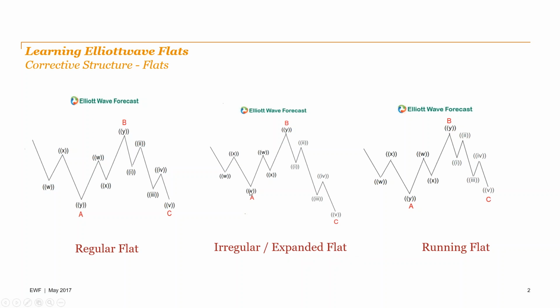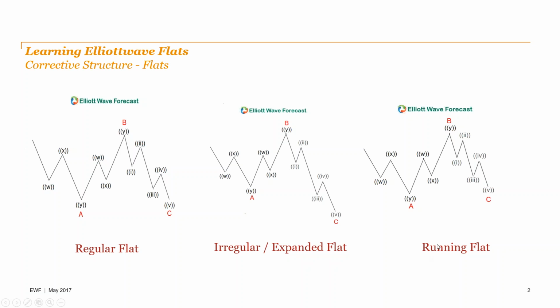You got an A and you got a B that go way above the starting point, and then you got a C that go way below the A. So this is what you got, something like this. This is the most common. But it's also a 3, 3, 5. The difference is just where the B ends, where the C ends out of all these 3 different types of flats.